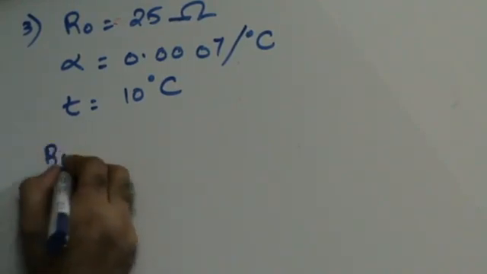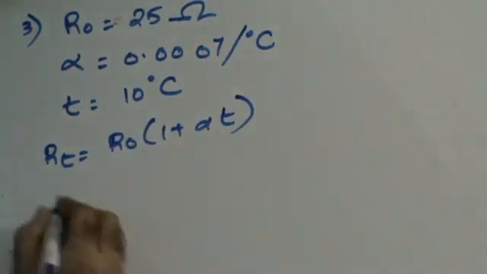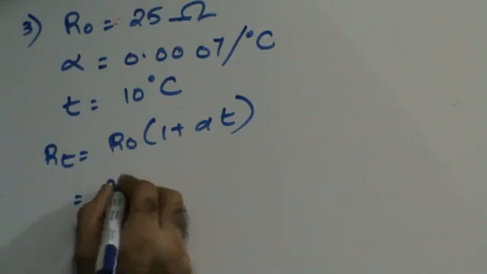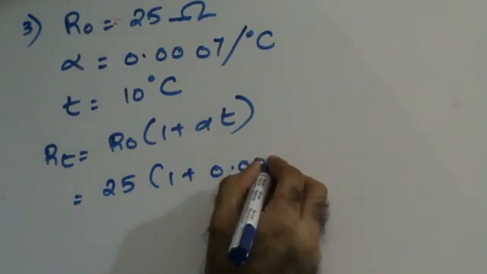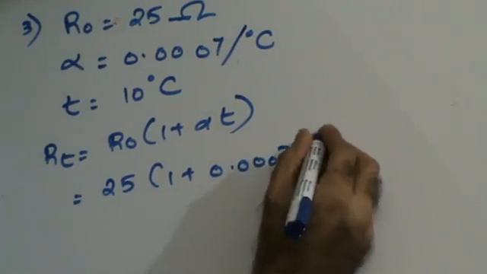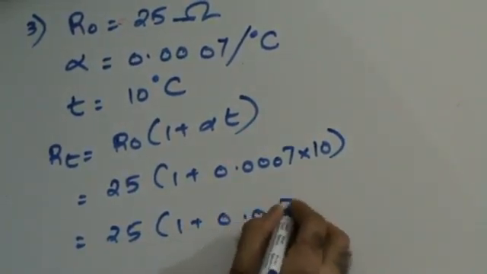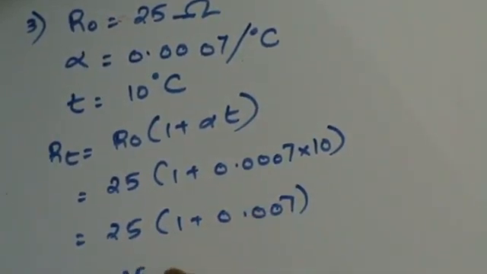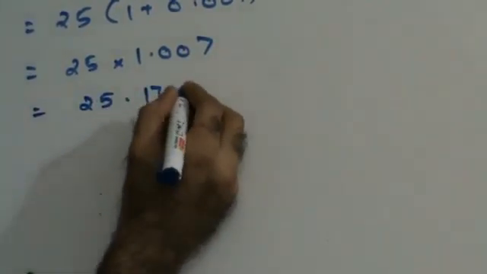Now, I can use the formula R_T is equal to R_0 into 1 plus alpha T. So I can therefore say that 25 into 1 plus 0.0007 into 10. So this is going to be 25 into 1 plus 0.007, that is 25 into 1.007. When you multiply, this will be nothing but 25.17 ohms. So the resistance will be 25.17 ohms at 10 degrees Celsius.